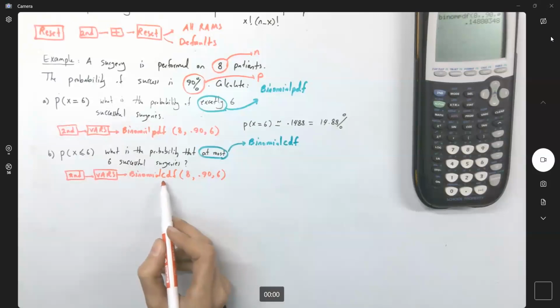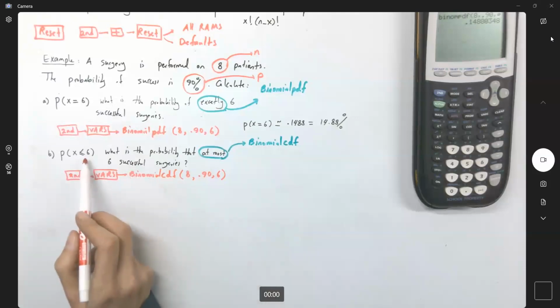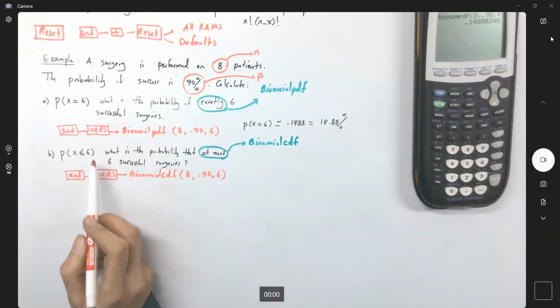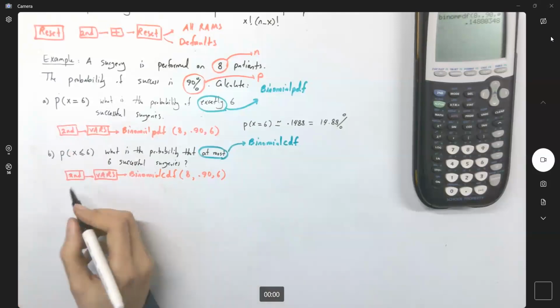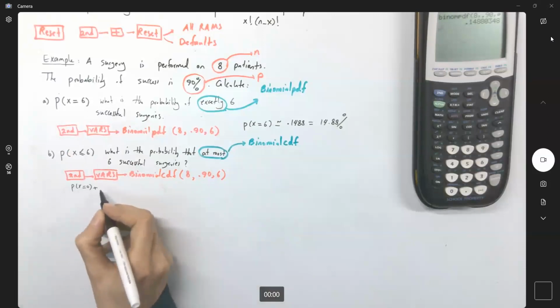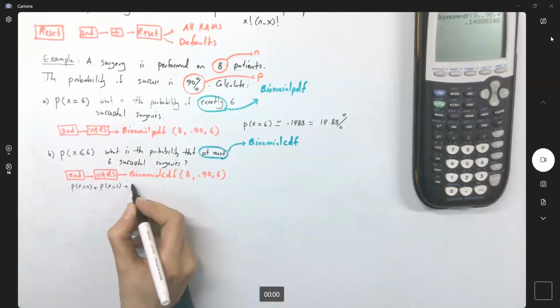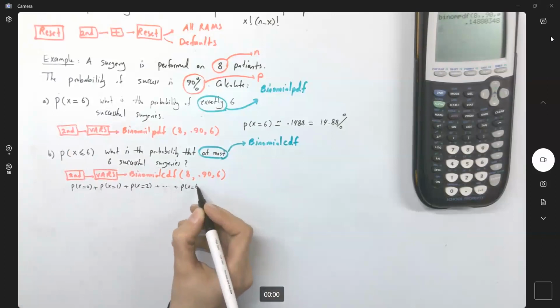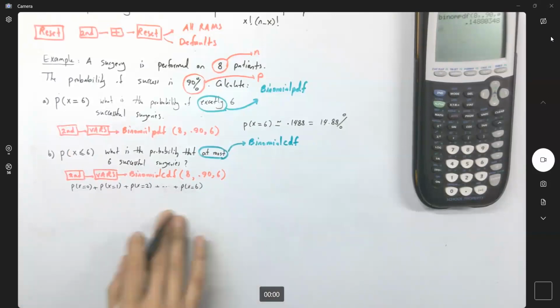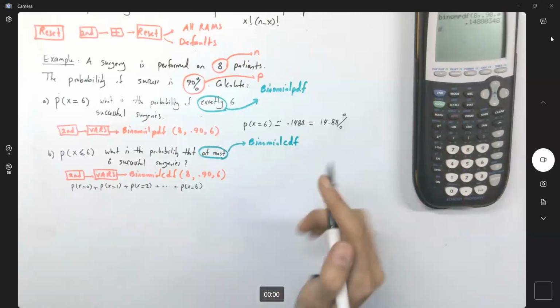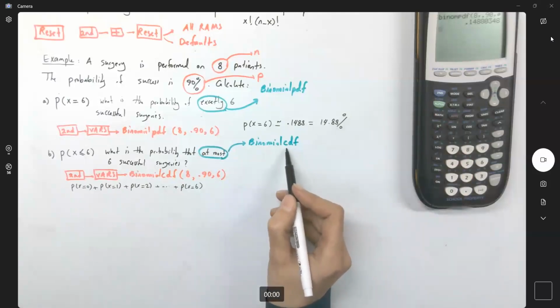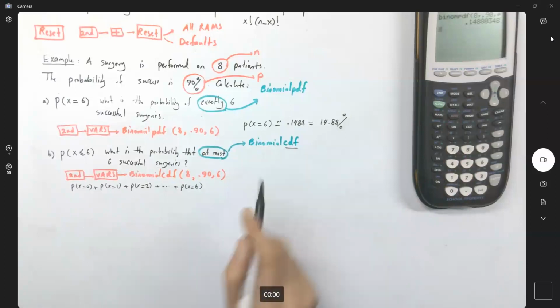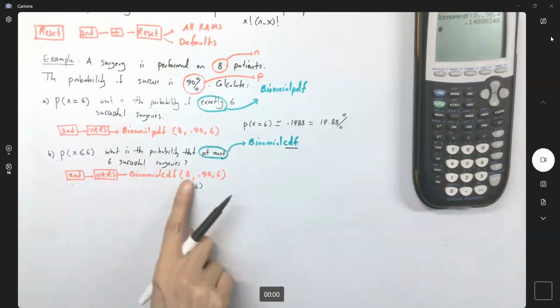CDF, cumulative density function. It adds all the probabilities before 6 to the probability of 6. So it actually counts the probability that x is equal to 0, adds it to the probability that x is 1, adds it to the probability that x equals 2, up to the probability that x equals 6. You don't have to calculate each one of these separately. Your calculator has a built-in CDF function. It means that it automatically adds them all together.